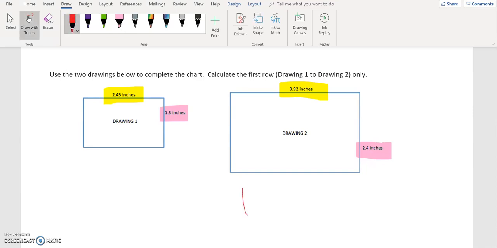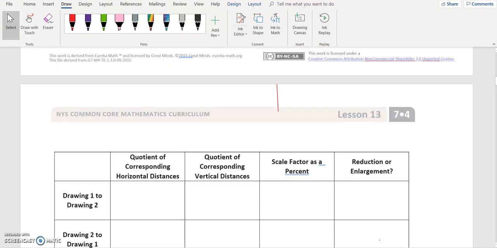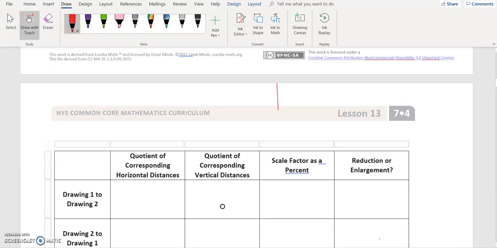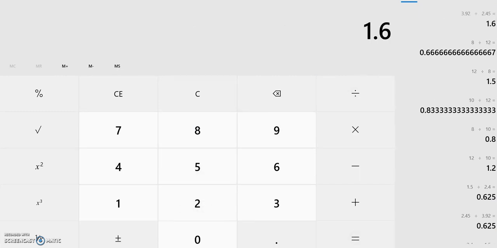We're looking at the horizontal first. So that is 2.45. And then drawing 2 is in our numerator. That's our scale. So 3.92 divided by 2.45 equals 1.6.